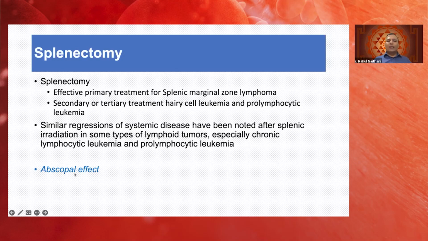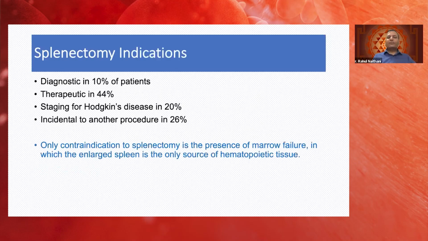This thing is called abscopal trick, that once you have hit the root, the secondary changes which were happening kind of regress. Splenectomy is also secondary treatment in hairy cell leukemia, myelofibrosis, pro-lymphocytic leukemia to reduce the transfusion requirement, or once the spleens are fibrosed beyond a point. If you look at the surgical data, and of course these are the older data, they may not be relevant in today's time, but if you look at the indications for splenectomy, they were 10% diagnostic, and many of them actually had a splenic lymphoma.